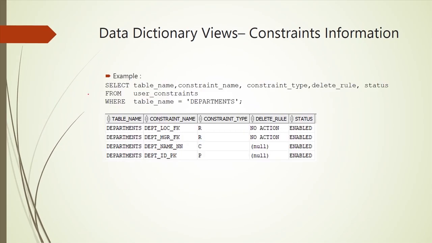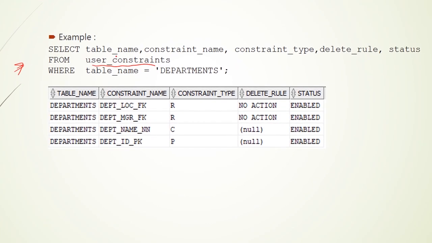Let's have a look at this example to understand how to use the USER_CONSTRAINTS data dictionary view to get information about the constraints. Select table_name, constraint_name, constraint_type, delete_rule, status from USER_CONSTRAINTS where table_name equals 'DEPARTMENTS'. I want to retrieve all constraints created on the departments table. This is the name of the table, this is the name of the constraint, the type of the constraint, the delete rule of the constraint, and the status of the constraint. Is it enabled or disabled?